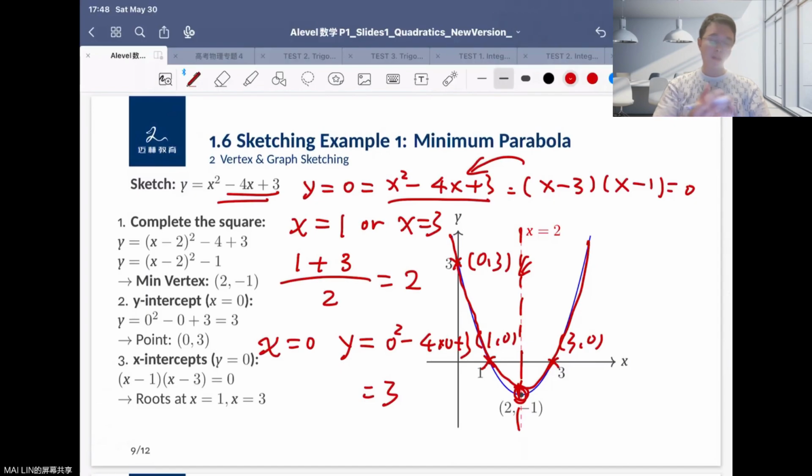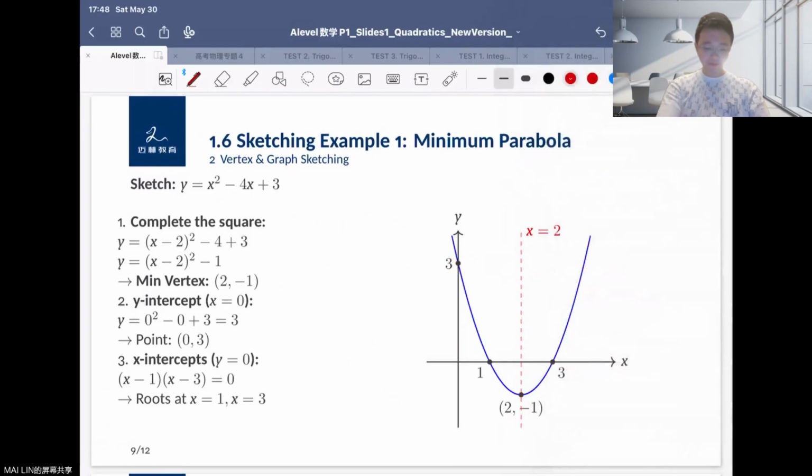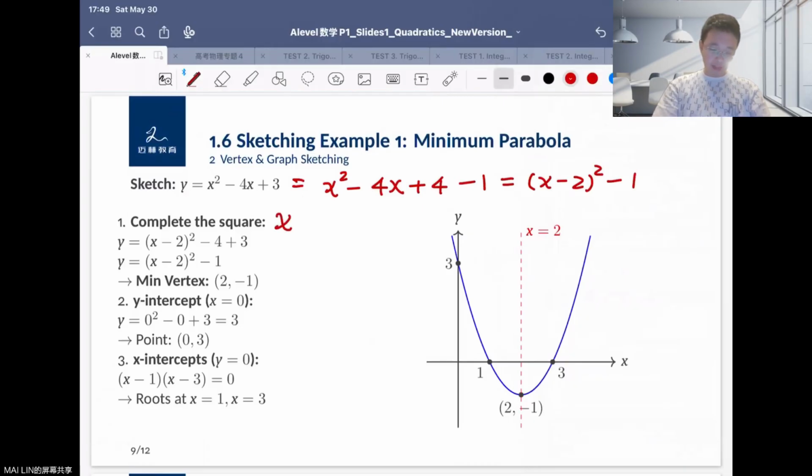You can first try turning x squared minus 4x plus 3 into the completed square form. So for example, here x squared minus 4x is x squared minus 4x plus 4 minus 1, right? So it can be considered as (x minus 2) squared minus 1. That is how we can sketch the graph. So for this graph, when x equals 2, the y value equals 2 minus 2 squared plus 1, which equals 1, okay?